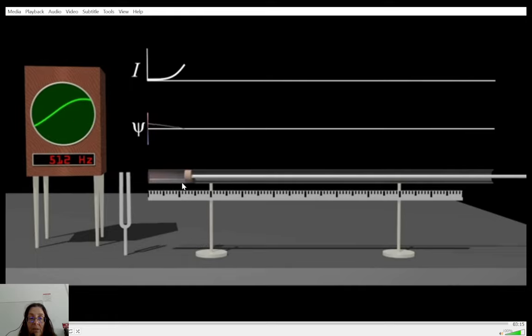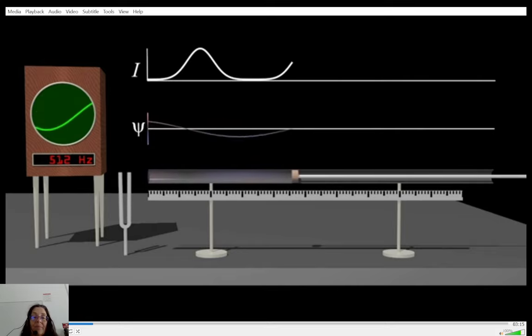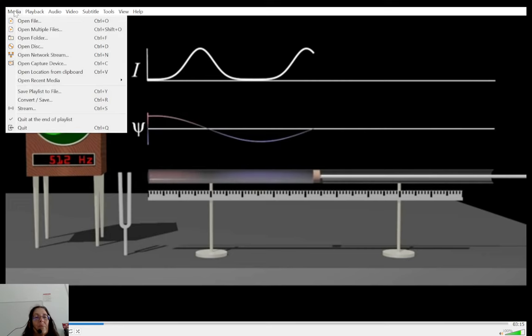So this is resonance. You see, you have that standing wave. And then it goes down, goes down, and then you're going to have the second harmonic, the second standing wave. You see? So that will be a clarinet, for example.